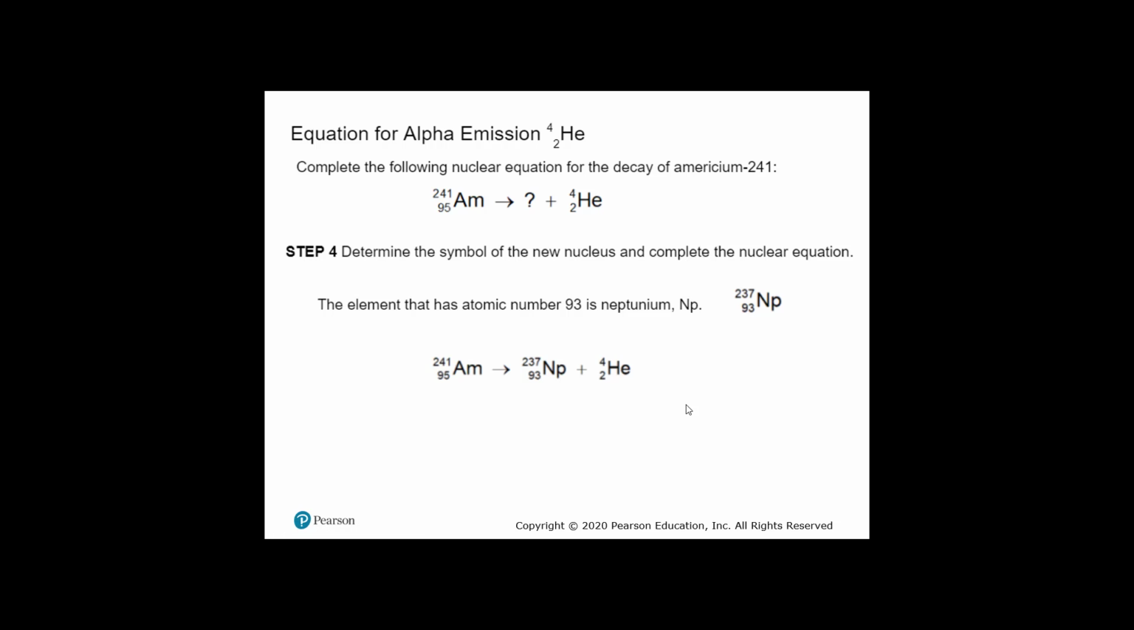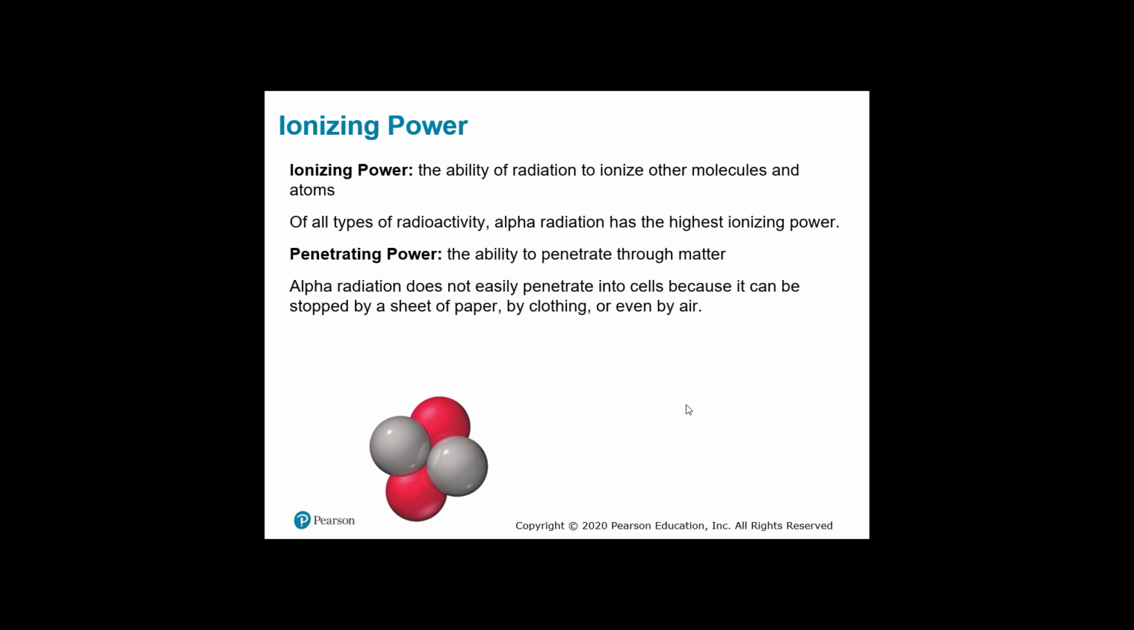It may take a little while because a lot of this is being thrown at you at one time, but this section really is not as difficult. You just have to learn the symbols. You have to learn what type of radiation is what, the key words to go with it, and how to write the isotopes. Ionizing power, I kind of already discussed this.